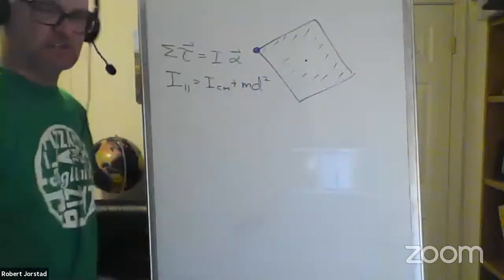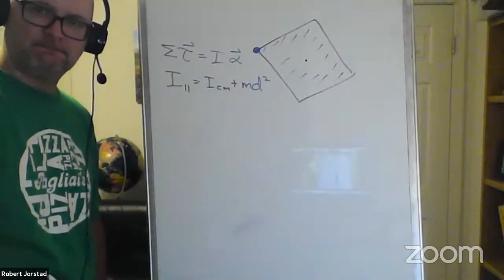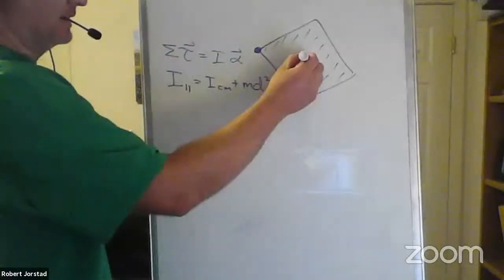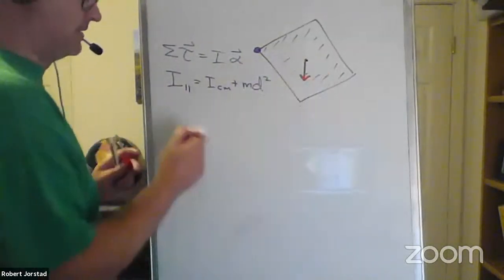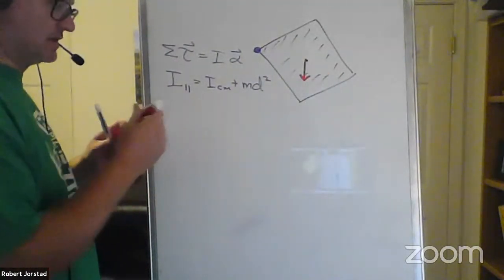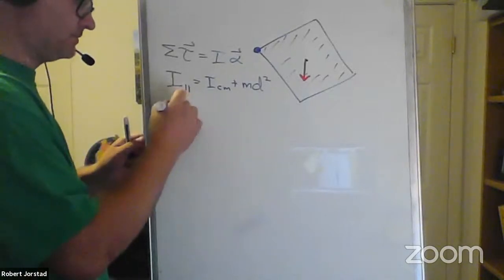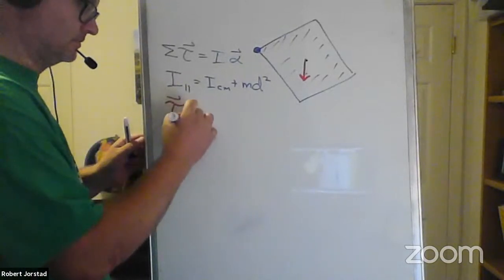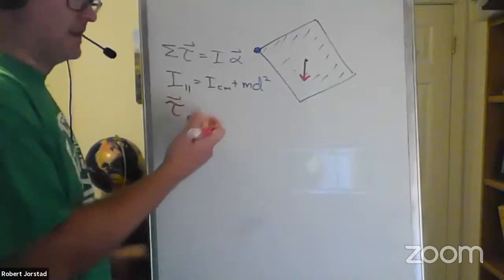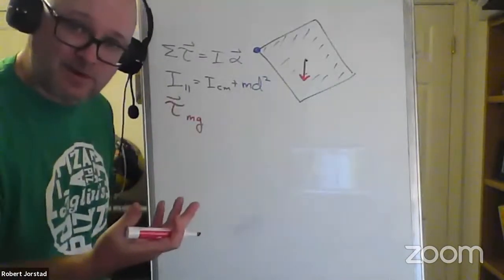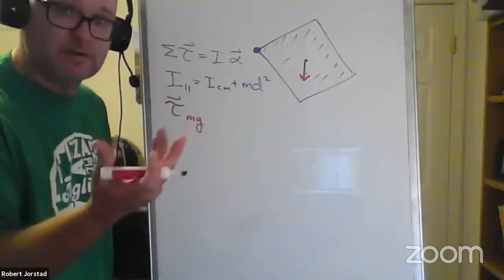What force causes the torque here? Gravity, mg. Where does mg act? Center of mass. Ding, ding, ding, ding. So you're going to need the torque from mg. And you're probably going to need to do a cross product to figure it out, right? Just like what we were just doing.